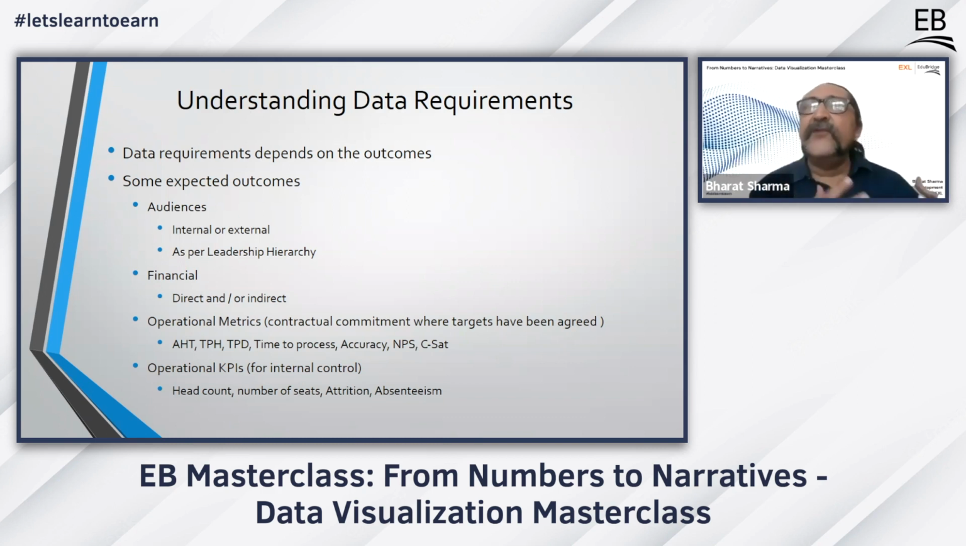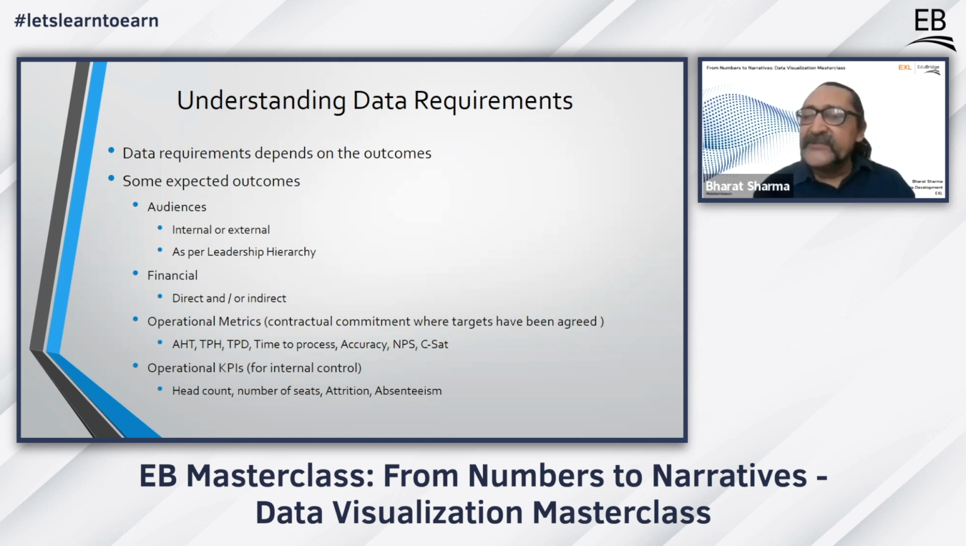There could be other operational KPIs. Those are only for our internal controls, for our internal leadership teams at a supervisor level or even at a manager level. They would want to look at the progress and performance on those KPIs, and they define those KPIs. Some KPIs that most organizations will look at are the headcount report and the number of seats that people are utilizing, because every seat is also a cost. It is a direct cost.